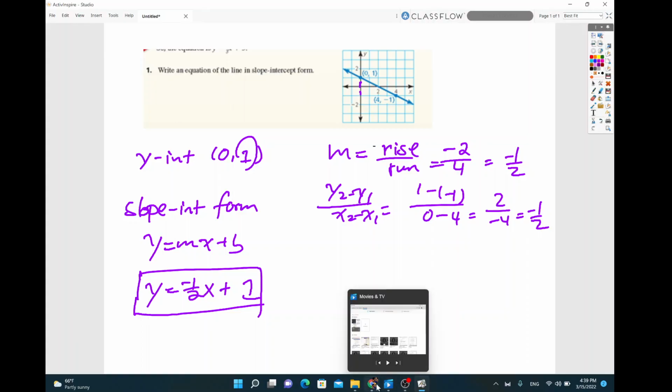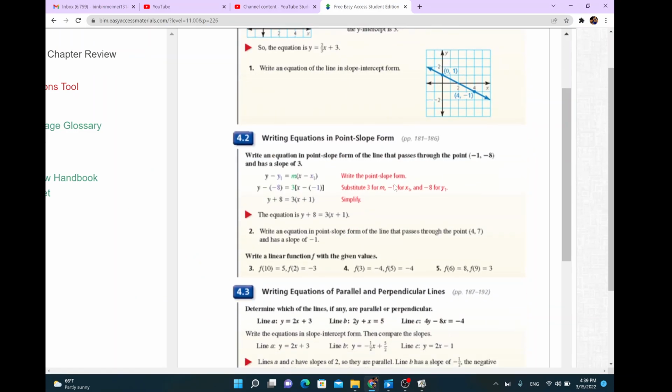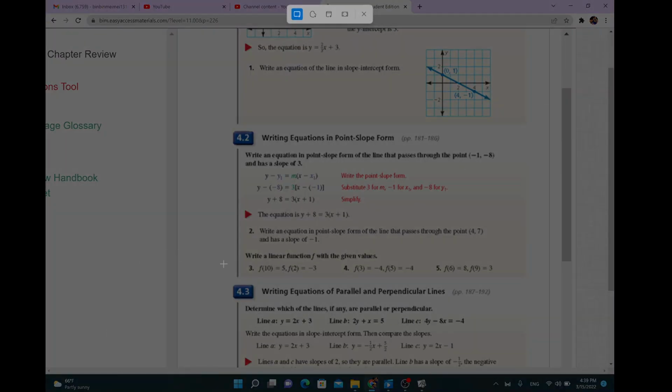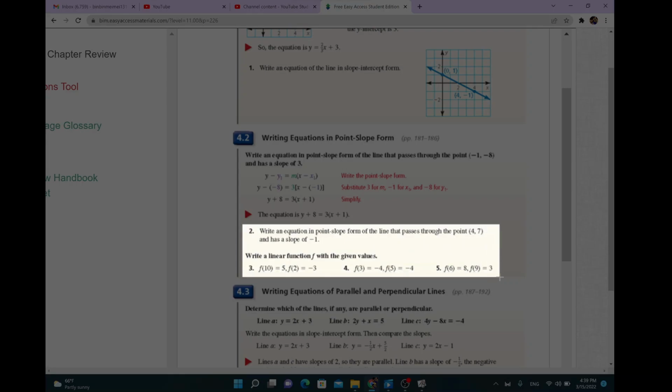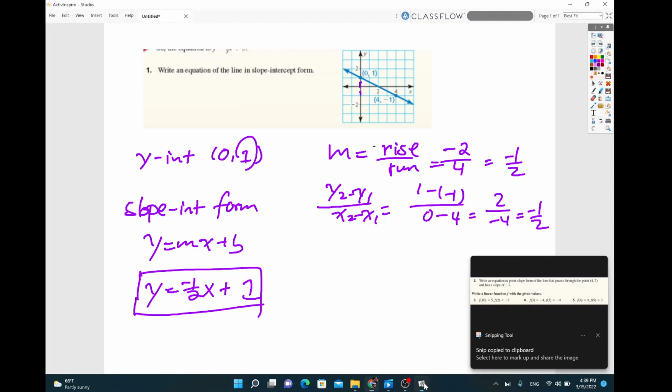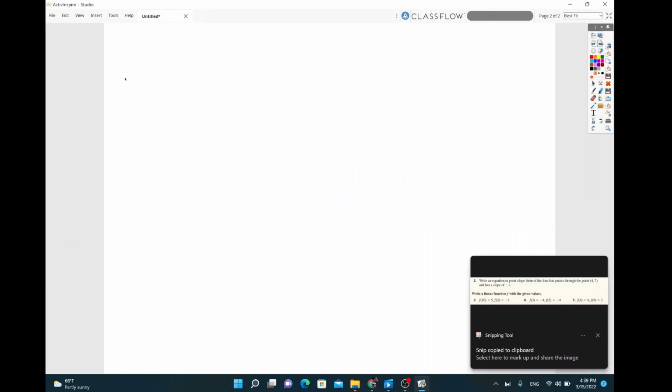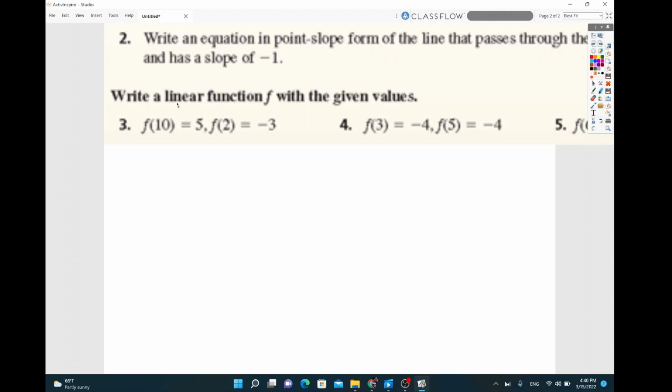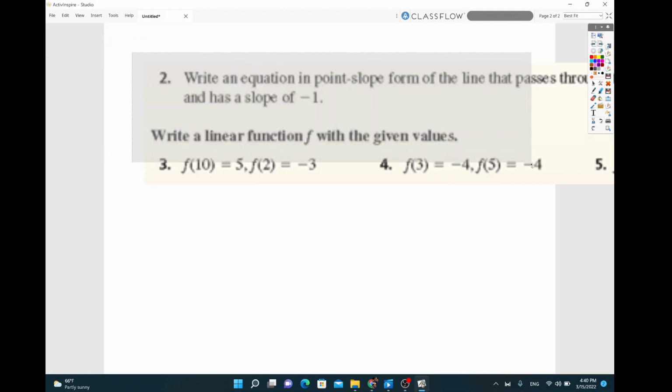Now let's go back to the template here. The other one, 4.2, is writing an equation in point-slope form. Using the equation's point-slope form, let's do number 2 and number 5. Let me pull this one down. For number 2, again, let me shrink this a little bit. It's too big.